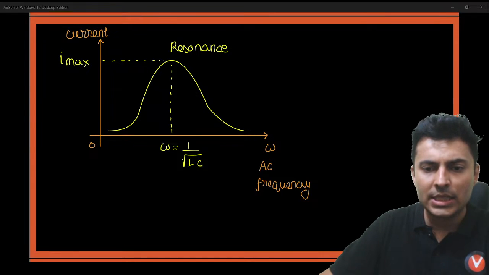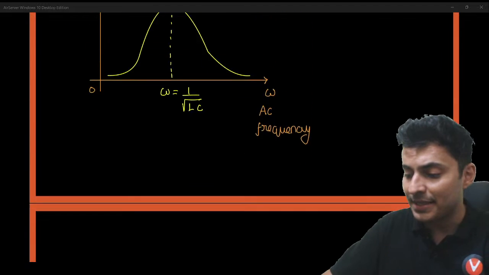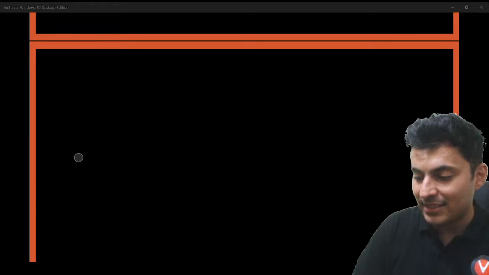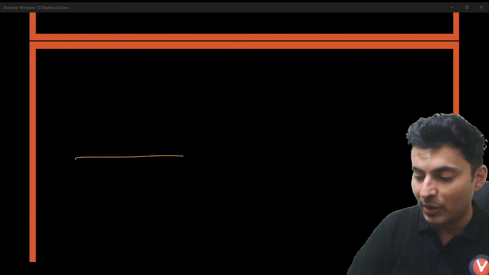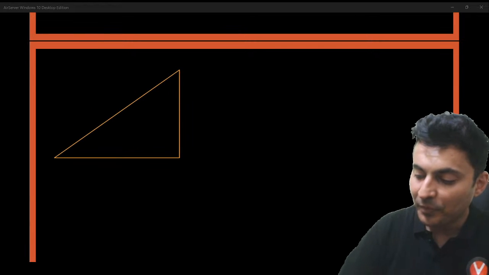This is the resonance graph which you must know. For LCR circuits, another important graph which you must know is something called the power triangle. Many people do not know this, so let me explain this to all of you.